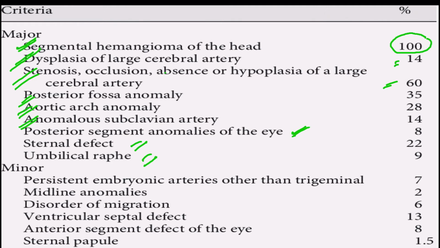Now, minor criteria: persistent embryonic arteries other than trigeminal, midline abnormalities, disorder of migration, ventricular septal defect, anterior segment defect of the eye, and sternal defect. So posterior segment abnormality of the eye is a major criterion, and anterior segment abnormality is a minor criterion.